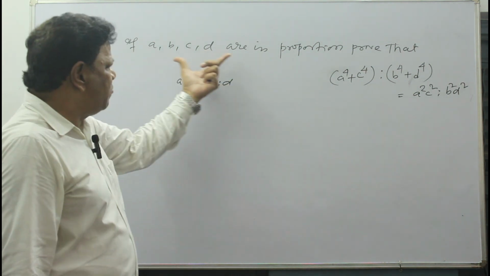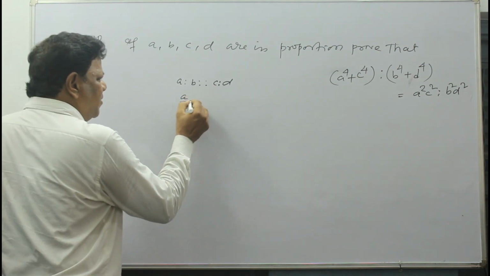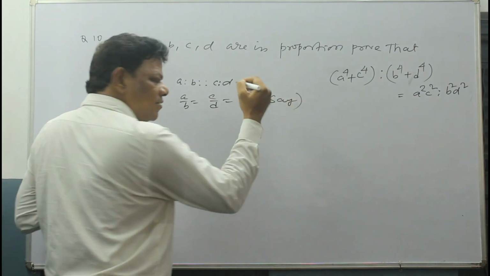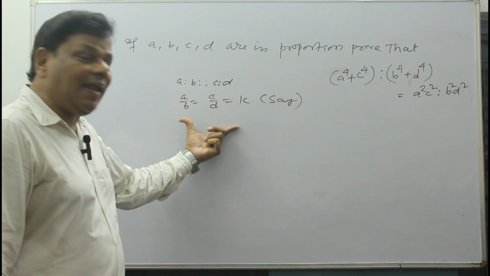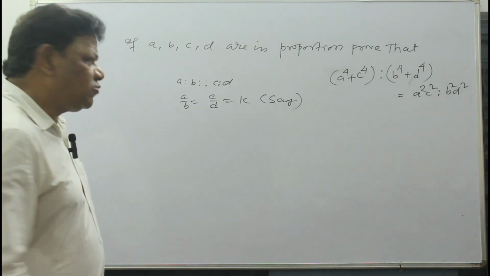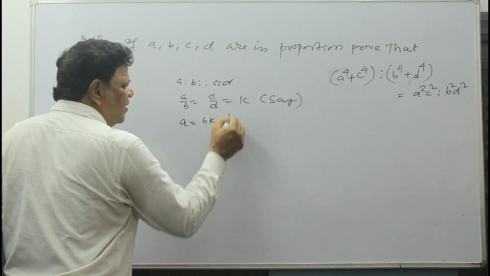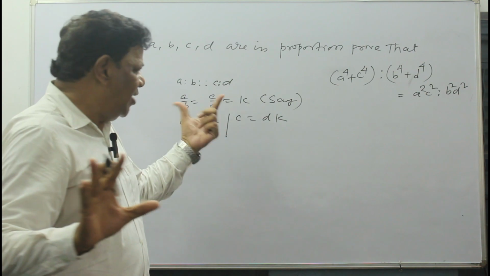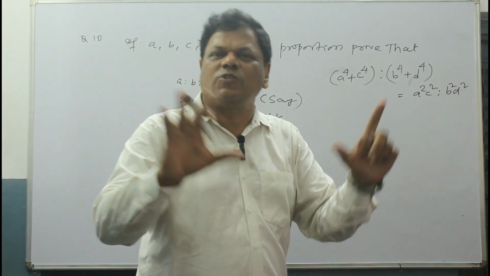You know that when proportion is there, I can write like this. That means I can say a by b equal to c by d equal to k, say. This is given: a by b, c by d equal to k. Now from here I have to prove that one. So here a by b equal to k, so what I can say, a equal to bk, and c equal to dk. Nothing else I can do. Using this, you have to prove this one. Same way, LHS equal to RHS.